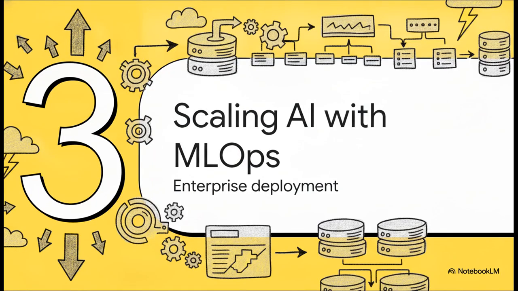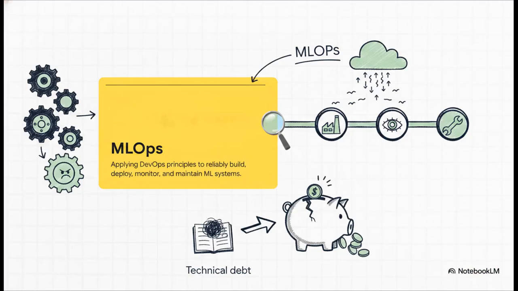Which brings us to Section 3, Scaling AI with MLOps, taking this into enterprise deployment. Okay, let's assume we've balanced our trade-off perfectly and we've got a great model sitting in the lab. So how do we actually deploy these finely tuned algorithms at scale without everything immediately breaking? The answer is MLOps.